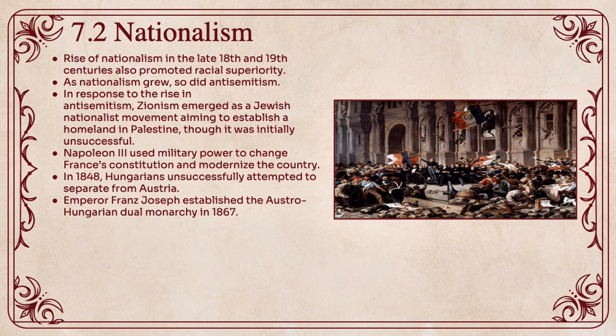7.2 Nationalism. Nationalism is a form of governance which emerged in the late 18th to 19th centuries. It is defined as being one's sense of devotion, pride, and loyalty to their nation, resulting in a sense of unity. However, in some cases, nationalism also invoked a feeling of racial superiority. As nationalism began to rise, so did anti-Semitism.